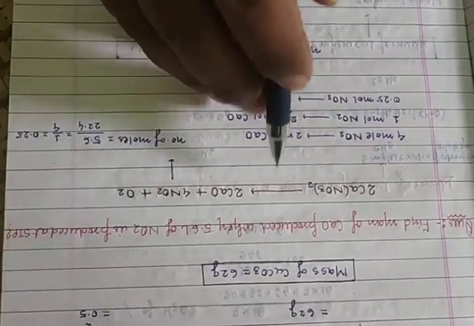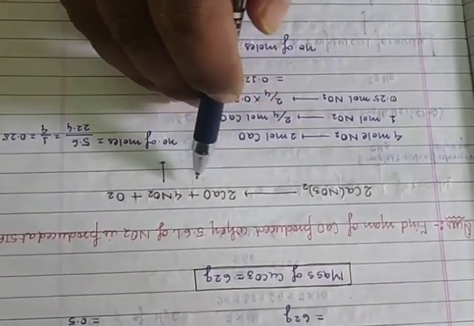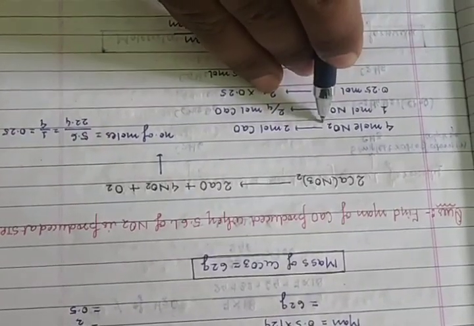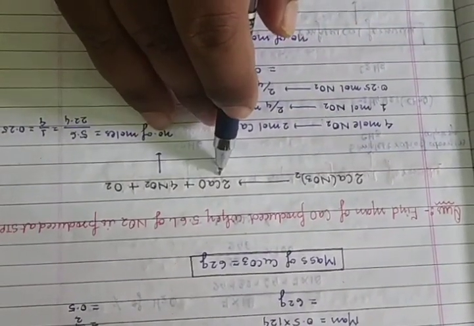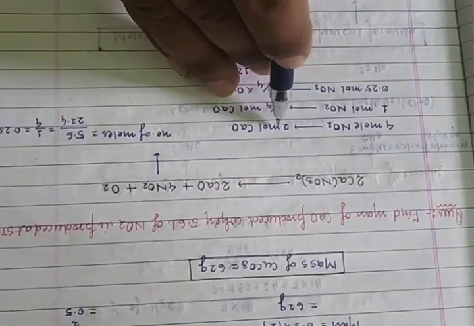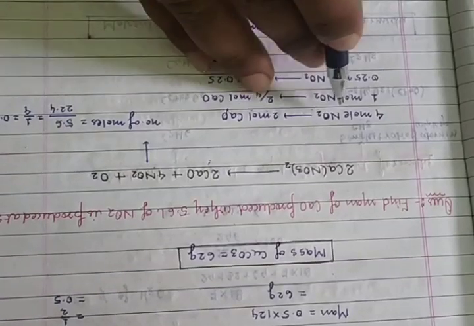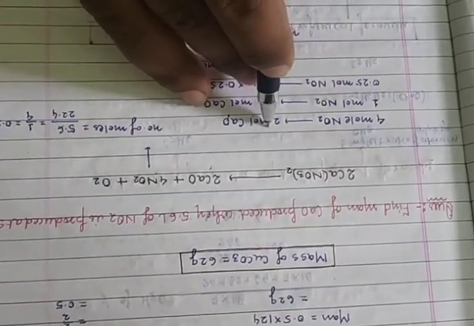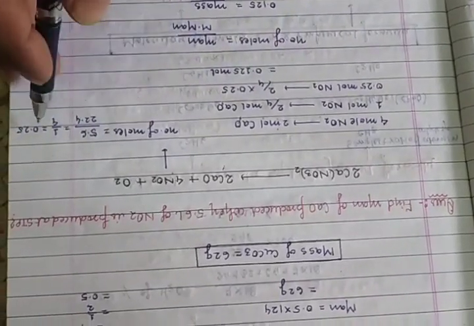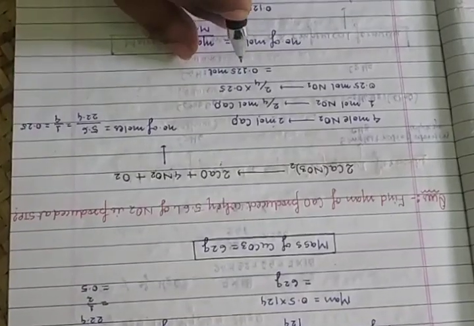Okay. Now you find the mass of CaO. So there are 4 moles of NO2, and there are 2 moles of CaO. So 4 moles of NO2 produce 2 moles of CaO. So now for 1 mole of NO2, it is 2 divided by 4. Clear? Now there is 0.25 mole, so 2 by 4 into 0.25, the answer is 0.125.